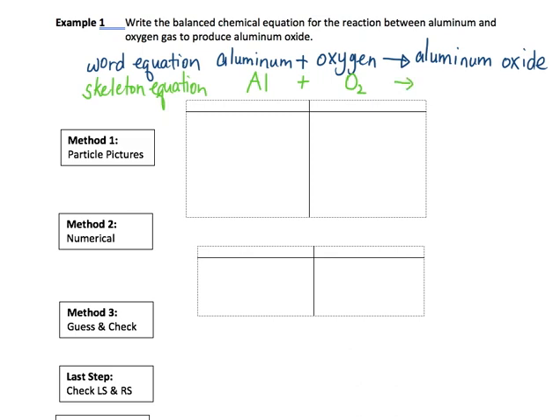And if you wanted to do some work on the side, we know aluminum is a 3 plus charge and oxygen is a negative 2 charge. So when they make a compound, we need 2 aluminums to 3 oxygens, or we could do the crisscross thing as well. So there's our skeleton equation. Word equation uses the chemical names, skeleton equation uses the chemical formulas.